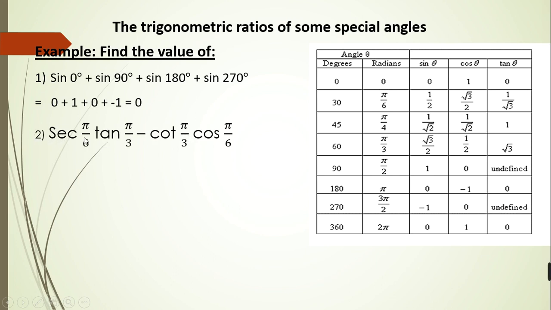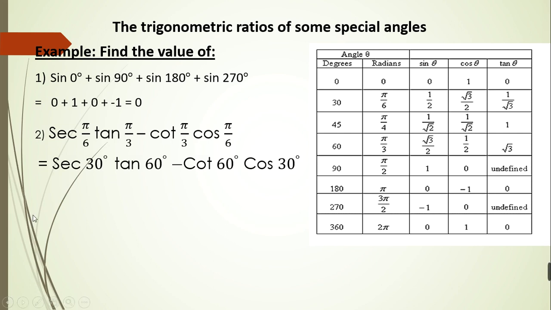Second example: sec pi over 6 times tan pi over 3 minus cotan pi over 3 times cosine pi over 6. I can easily convert the radian measure to degree measure by replacing pi by 180. So sec pi over 6 equals sec 30, times tan 60, minus cotan 60 times cosine 30. Sec 30 equals 1 over cosine 30.